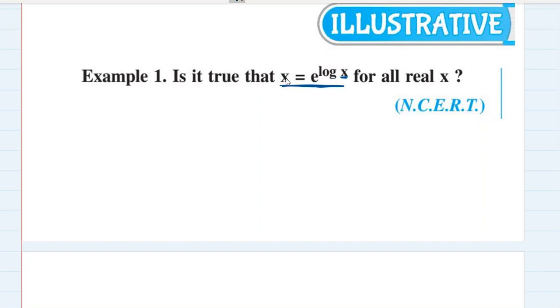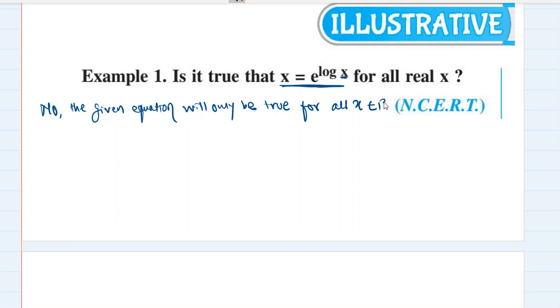So is it true for all real x? How do we do that? So we know that the given equation will only be true for all x belonging to the set of positive real numbers. All x belonging to the set of positive real numbers.